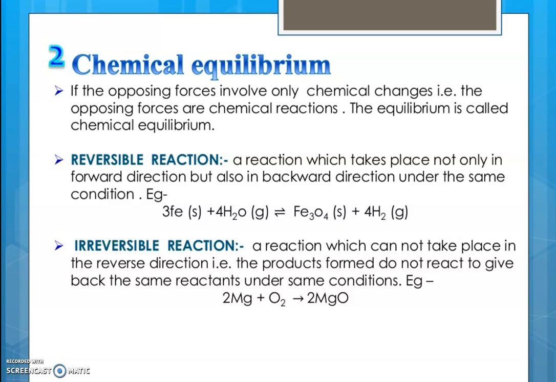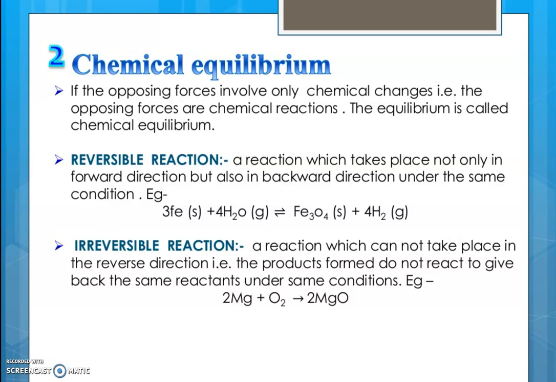We have seen physical equilibrium, attained due to physical changes. Similar to that, if an equilibrium is attained due to chemical changes or a chemical process, we can call it chemical equilibrium. So if the opposing forces are involved only in chemical changes, then we can call it chemical equilibrium. Chemical equilibrium is mainly of two types, reversible and irreversible.